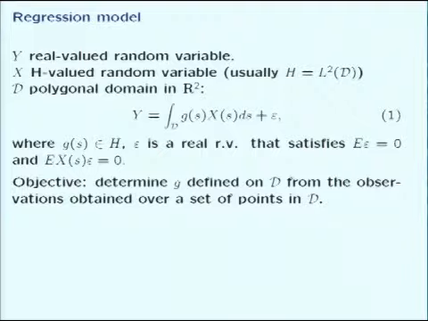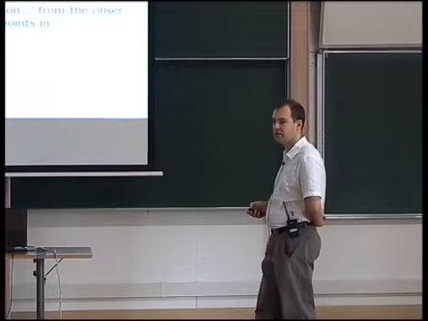So what is the regression model? Let's be a bit more precise. Here Y is a real valued random variable. X is a random variable taking its values in a Hilbert space, H. So here we're going to consider L2 of D, and D is a polygonal domain, the one that you saw before, for example. And Y is the integral of g(s) X(s) ds plus a noise. And X, again, is the surface here of interest, and g is the function of interest that we want to estimate.